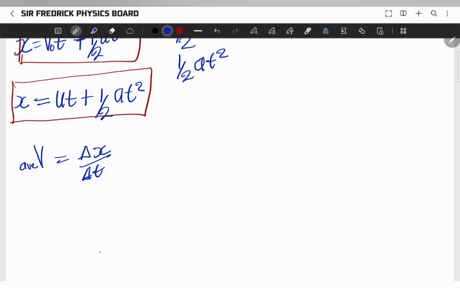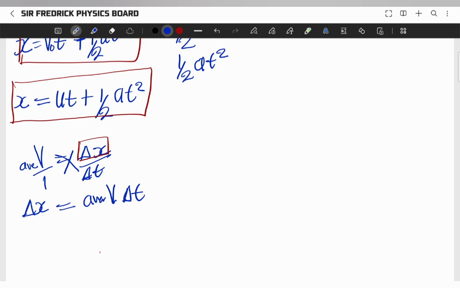Okay, so what do we do next? Then we will try to make our displacement the subject of the formula. So we do cross multiplication here. We know that 1 times change in x will just be change in x, which is equal to average velocity times change in time. So now we have that expression.